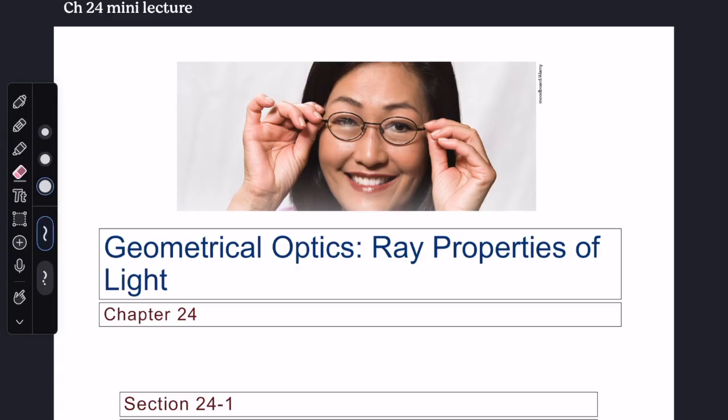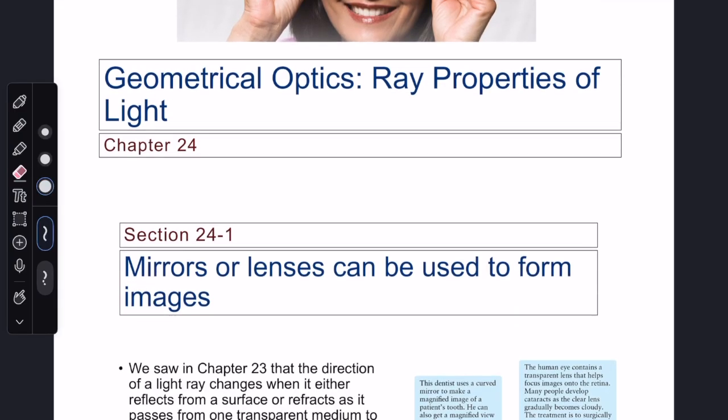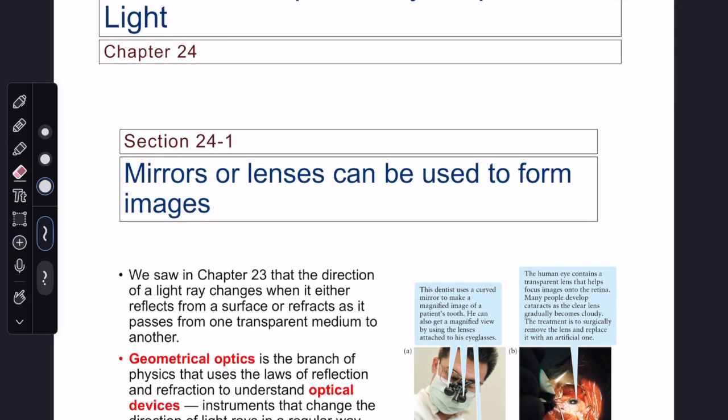We are starting a new chapter. We're still talking about optics, but now we're going to examine light as a ray. We're going to look at the ray properties of light. And the purpose of this is to analyze the images made by optical devices like mirrors, lenses. Your eye is an optical device, and we'll talk about that in an upcoming lecture.